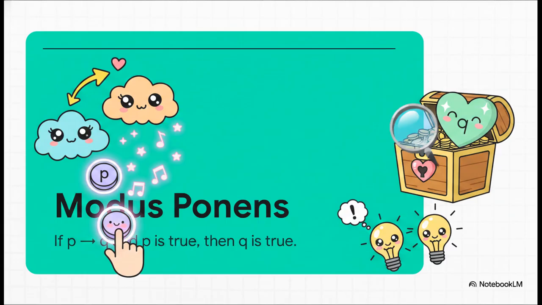Let's put this in detective terms, right? If it is raining out, then the sidewalk is wet. That is our rule. We look outside and it is indeed raining. Therefore, we can guarantee the sidewalk is wet. It is literally the most direct, forward-moving deduction we can make.